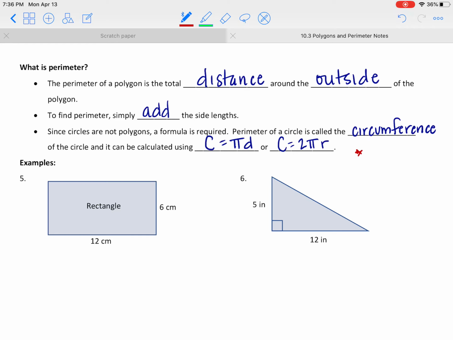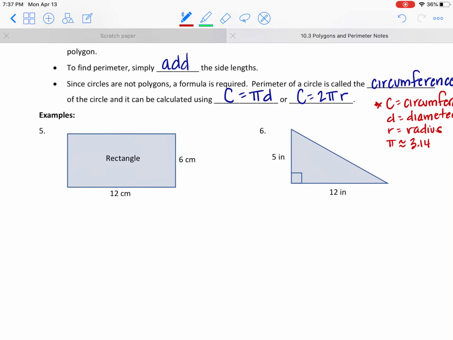So just so we're clear, c is circumference, d is diameter, that's all the way across the circle and through the center, and r is the radius, that's half, from the midpoint to the end of the circle. So if you want to use that formula, make sure you're keeping those variables straight, okay? And then pi is approximately 3.14.